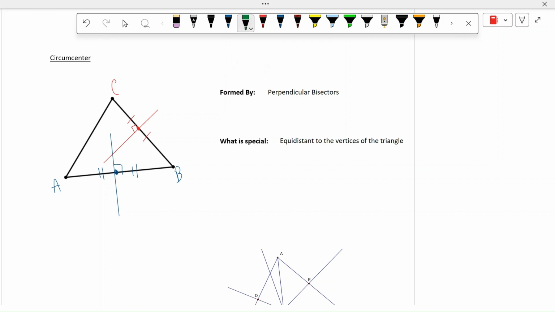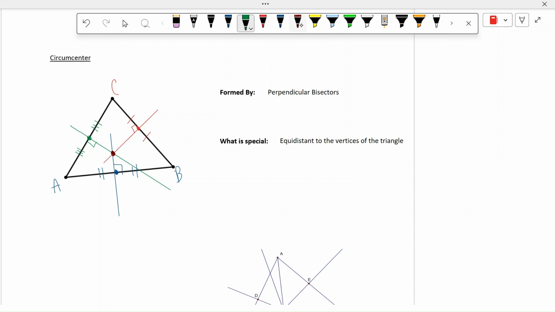And now over to segment AC, I think the midpoint is about right there. And through that point, as best I can, I want to draw in another perpendicular. And what happens is that those three perpendicular bisectors all intersect at one point, and that point is called the circumcenter. Those three are always going to intersect. The circumcenter is always going to exist.